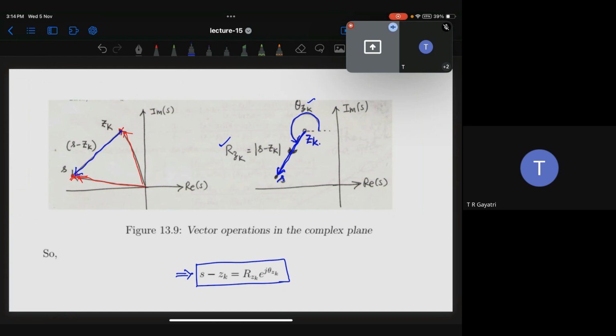Clear? Any query here? You can represent any vector in the complex plane like this.